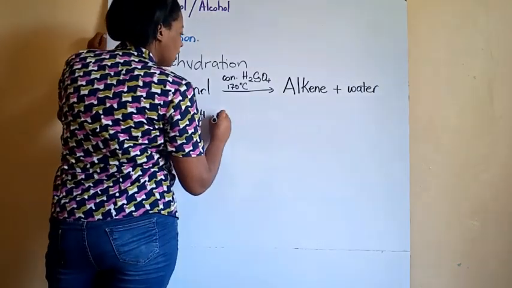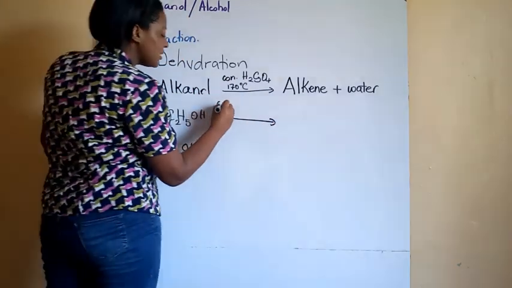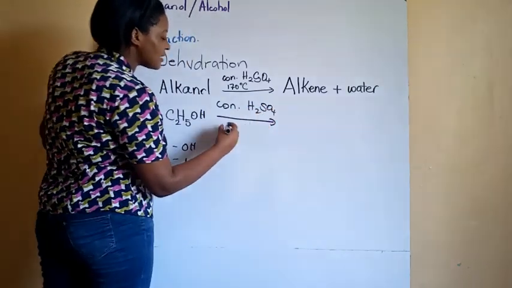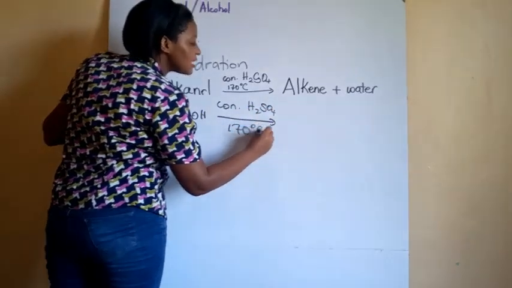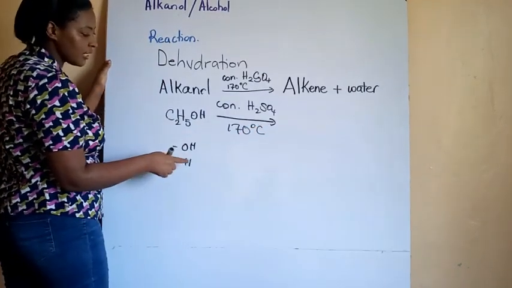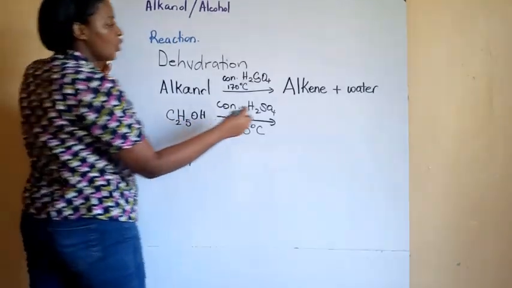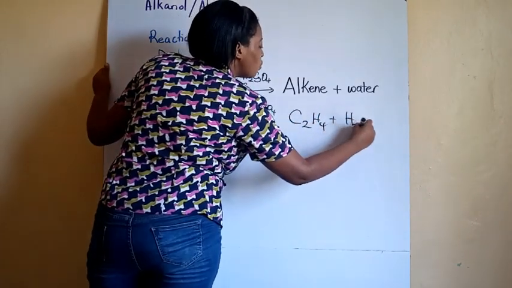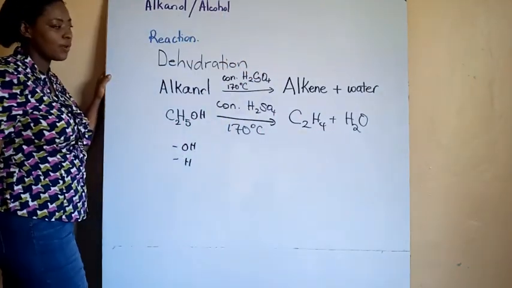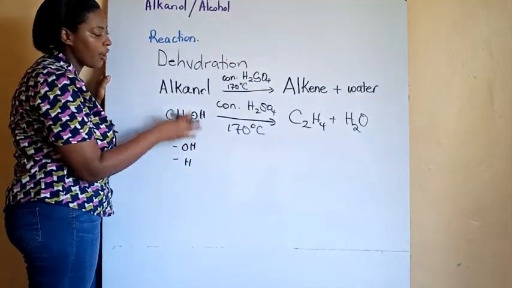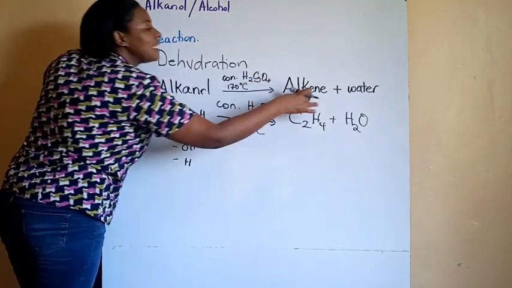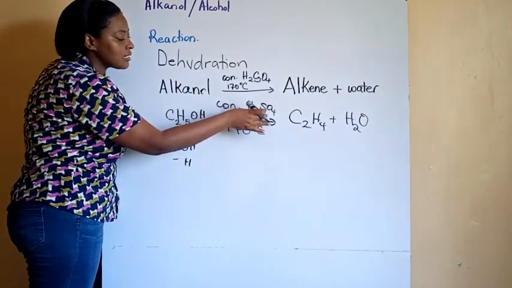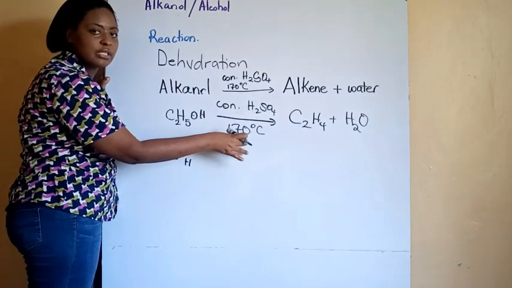So ethanol, under the condition of concentrated H2SO4, concentrated sulfuric acid, at a temperature of 170 degrees Celsius, will be converted to, remember we're taking off OH and H, C2H4 plus H2O, water. So that's what happens. So we are moving from alkanol or alcohol to alkene and water. The condition for this reaction is concentrated sulfuric acid and 170 degrees Celsius.